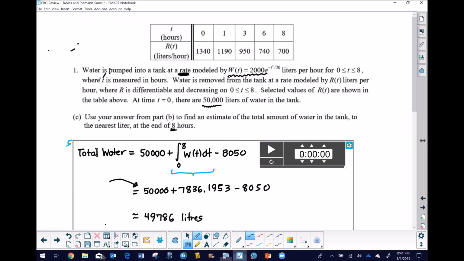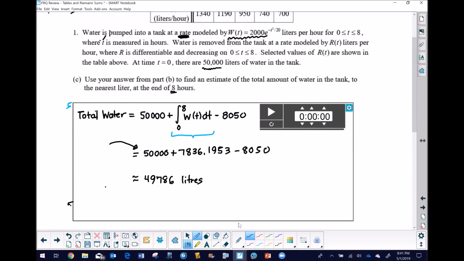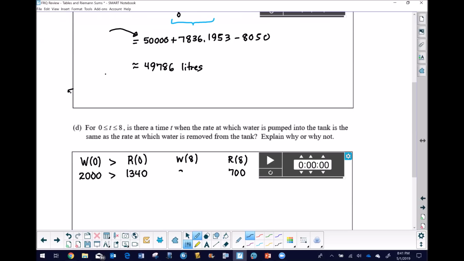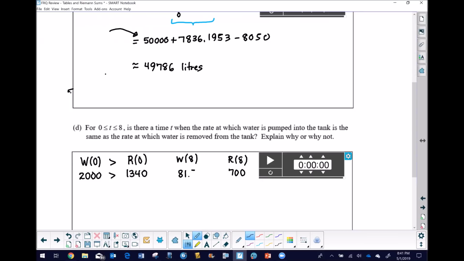81.524, in fact. So if we return, where am I? Part D. So if we return here, this is about 81-ish. I was getting ready to write ish. Maybe that's not good. How about 524? I don't want to give you guys some bad habits.